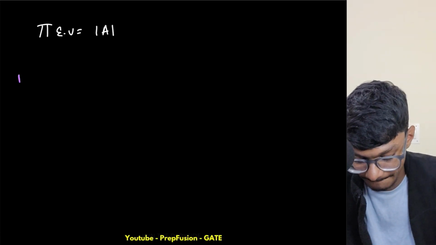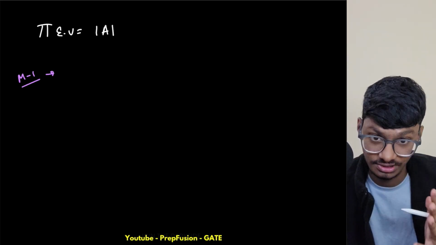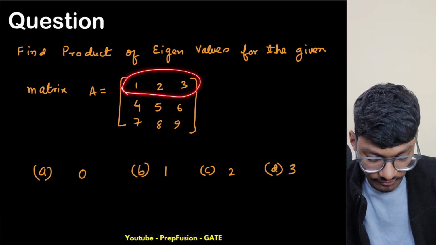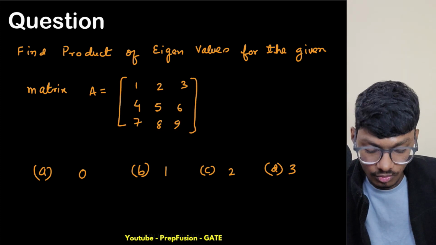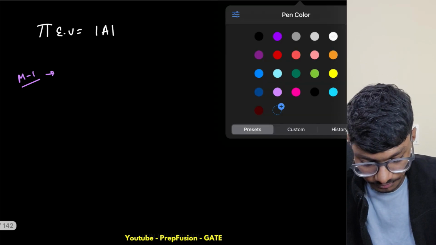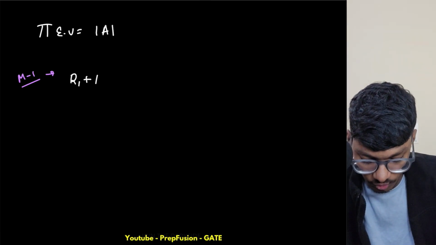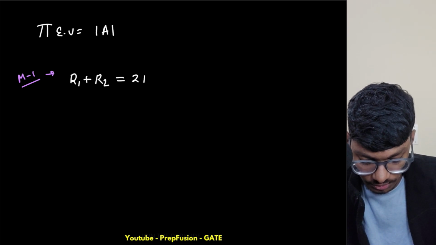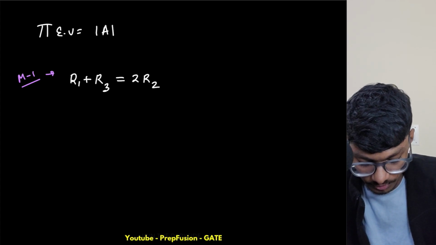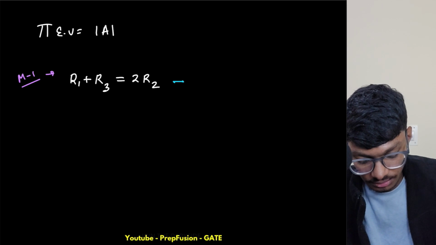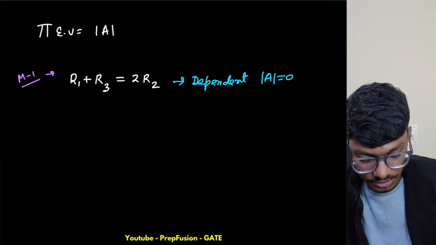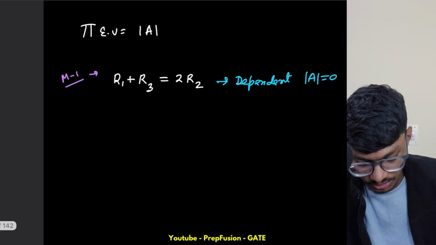So method 1: simply, if you can observe it, very good. If you can't, I have other methods also. Method 1 is simply, if you observe carefully, row 1 plus row 3 will be equal to 2 times row 2. Okay, so they are dependent, hence the determinant will be 0, hence the product of eigenvalues will be 0, hence option A is correct.